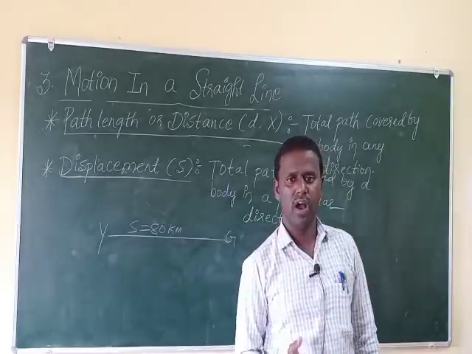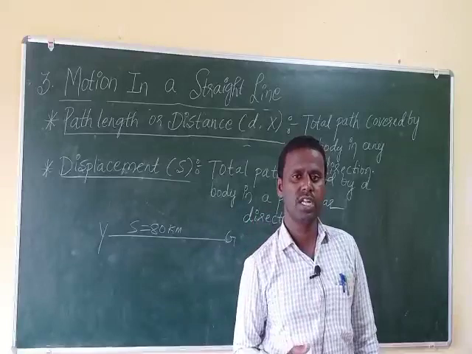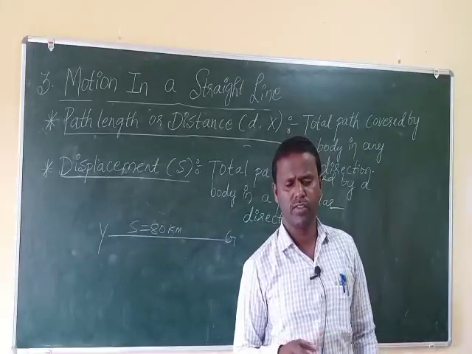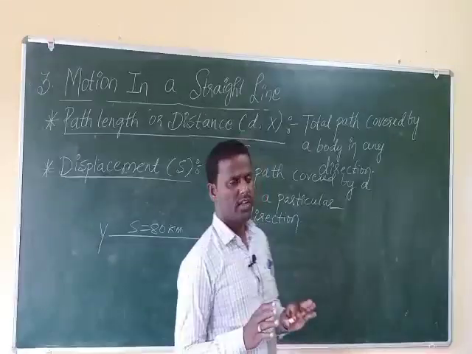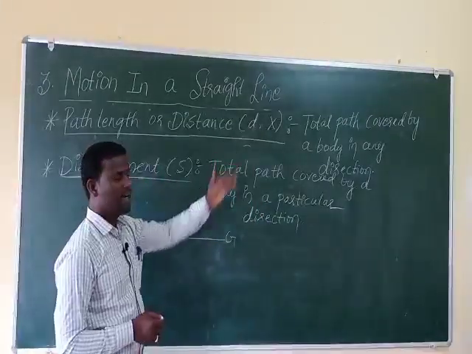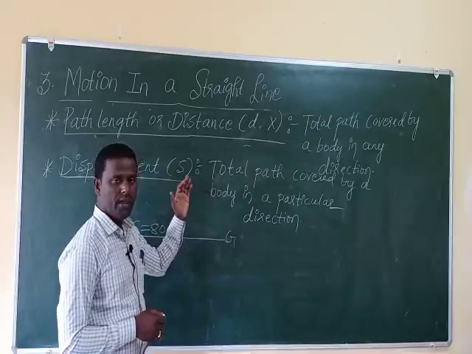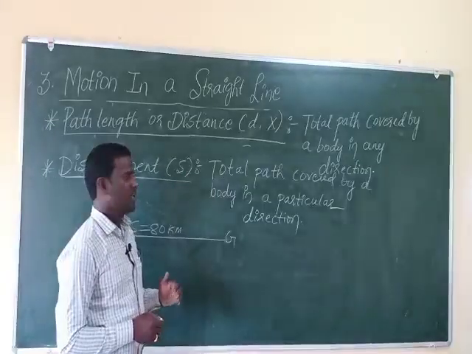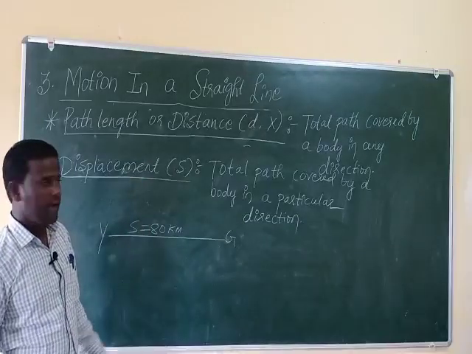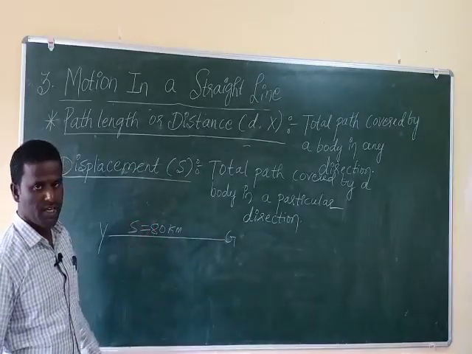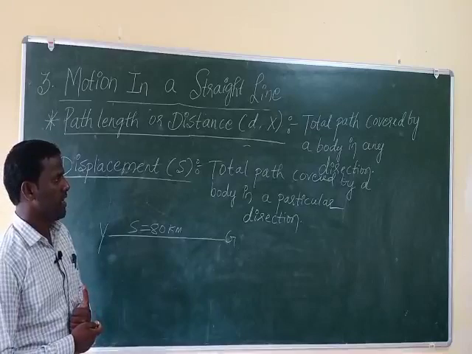If you turn this side or that side, or you went in different directions, that is distance. Simple. Distance and displacement is not a difficult topic. Here distance is not having any direction. Displacement is having a specific direction. And the symbol for displacement is S. It is measured in a straight line direction.